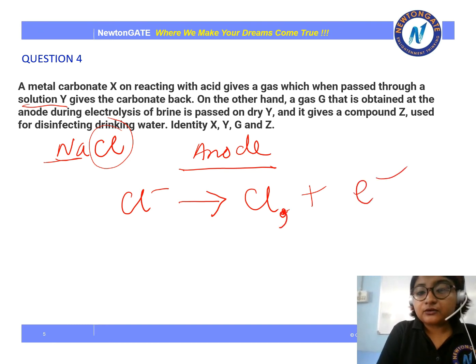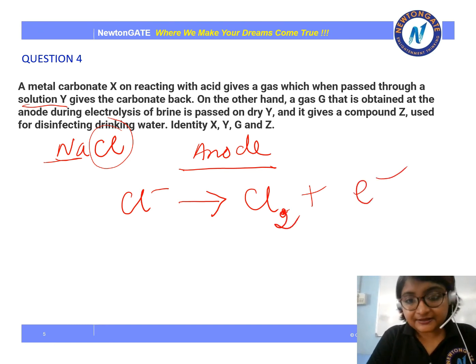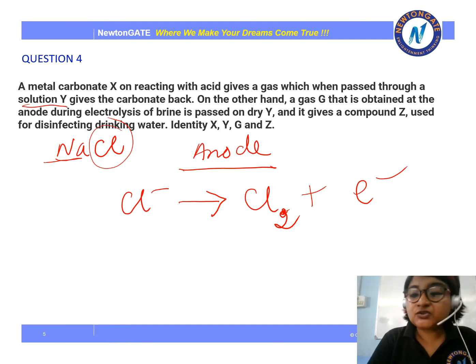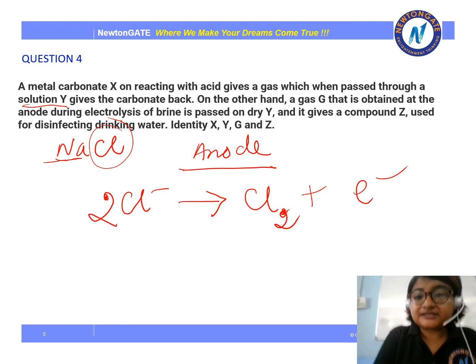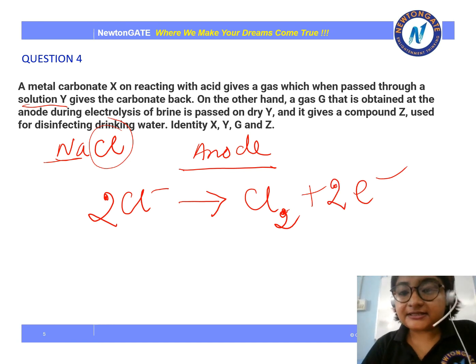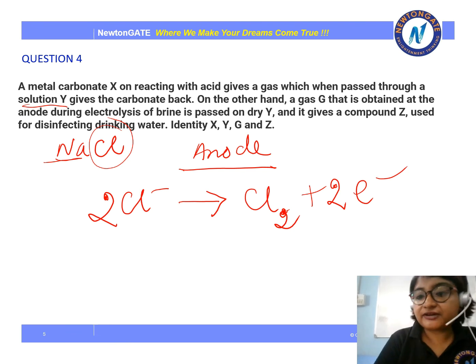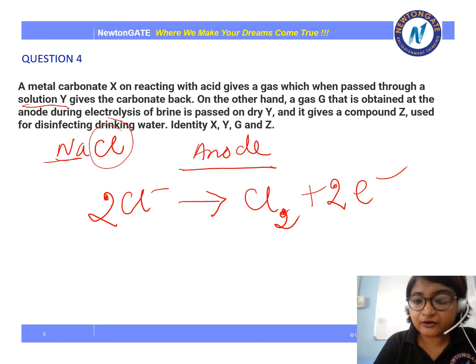chlorine gas. You cannot just keep it Cl because you know that chlorine is diatomic, right? Its atomicity is 2. That's why it will be present as Cl2, not Cl. It is a diatomic gas. Like hydrogen is also a diatomic gas, H2. We do not write H, you write H2. Similarly for chlorine also. That's why I have to balance this reaction. So your gas G is chlorine.